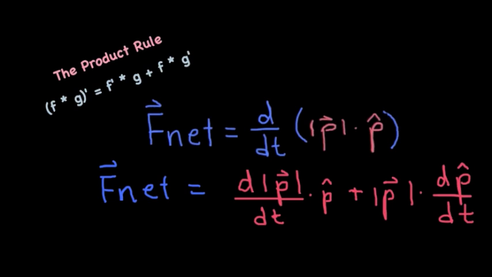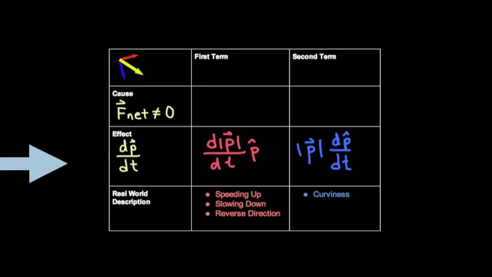Applying the product rule, we now have a new way of expressing the momentum principle in terms of cause and effect. So the effect is motion, meaning change in velocity or momentum. With the product rule, we were able to break down the derivative of the momentum with respect to time into two terms. The first term is about the change of the magnitude of the momentum, so it impacts the speed, either a speeding up or a slowing down of the system. If it slows down to zero and then speeds up, it reverses direction, but the direction is still parallel to the direction of the system.